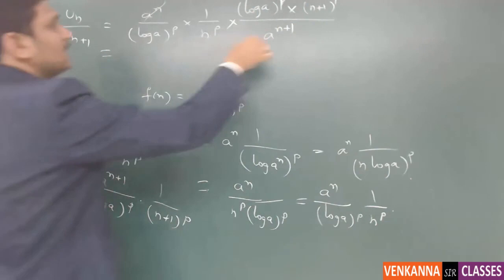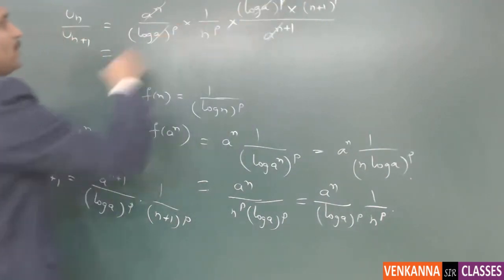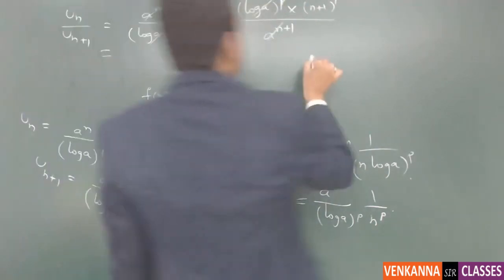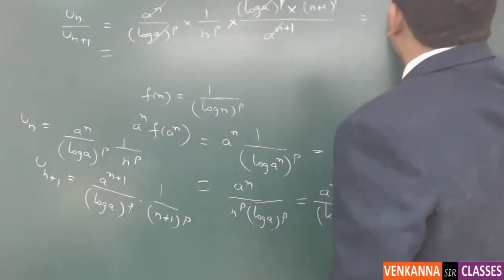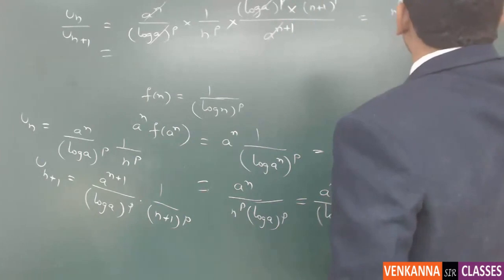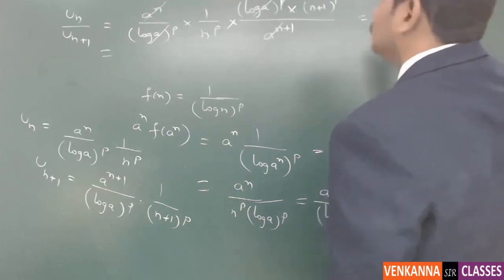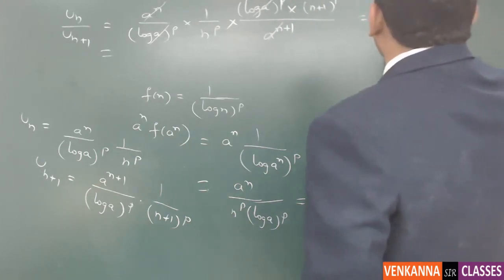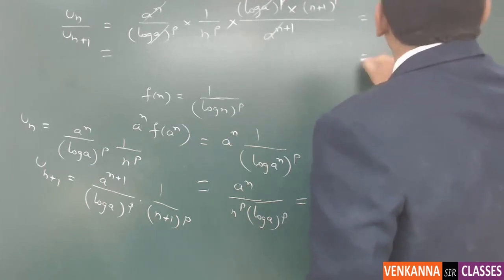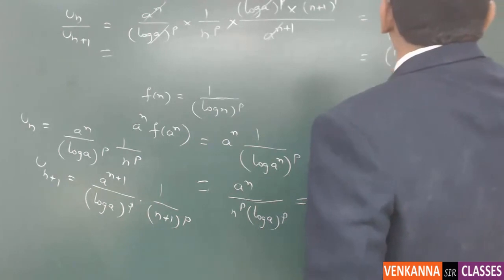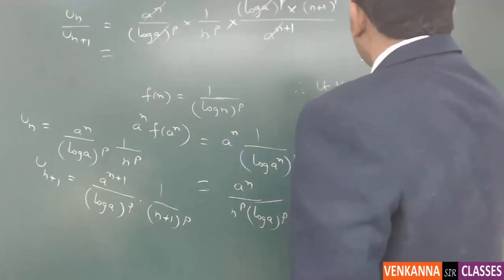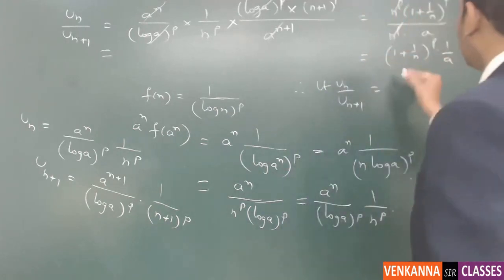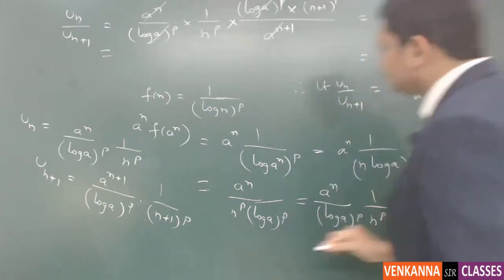So a power n gets cancelled, log a whole power p gets cancelled, and this is equal to, taking n as common, n power p into 1 plus 1 by n whole power p by n power p into a. So this is equal to 1 plus 1 by n whole power p into 1 by a. Therefore, limit un by un plus 1 is equal to limit of this value, which is 1 by a.